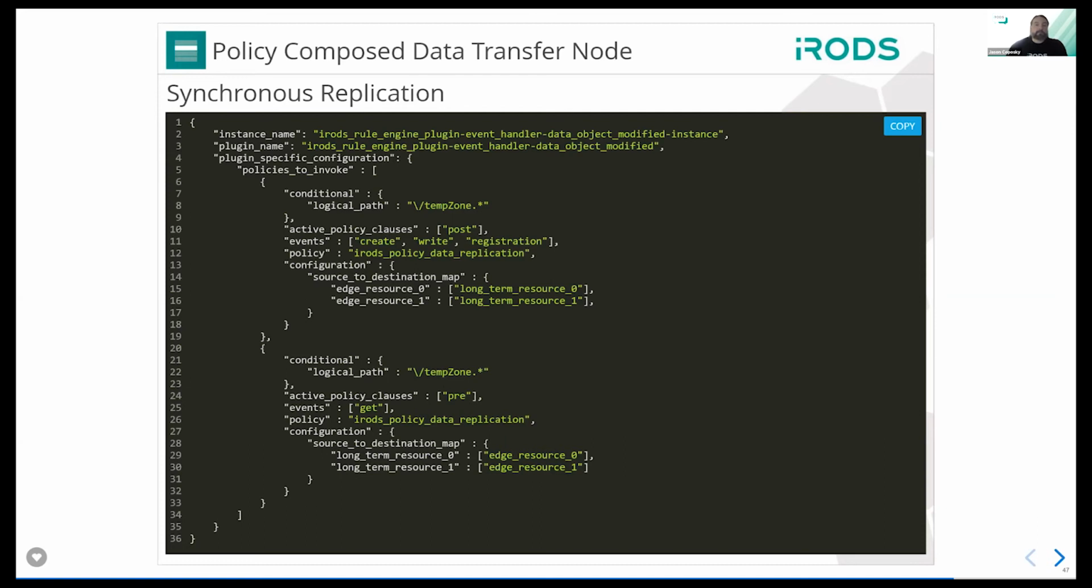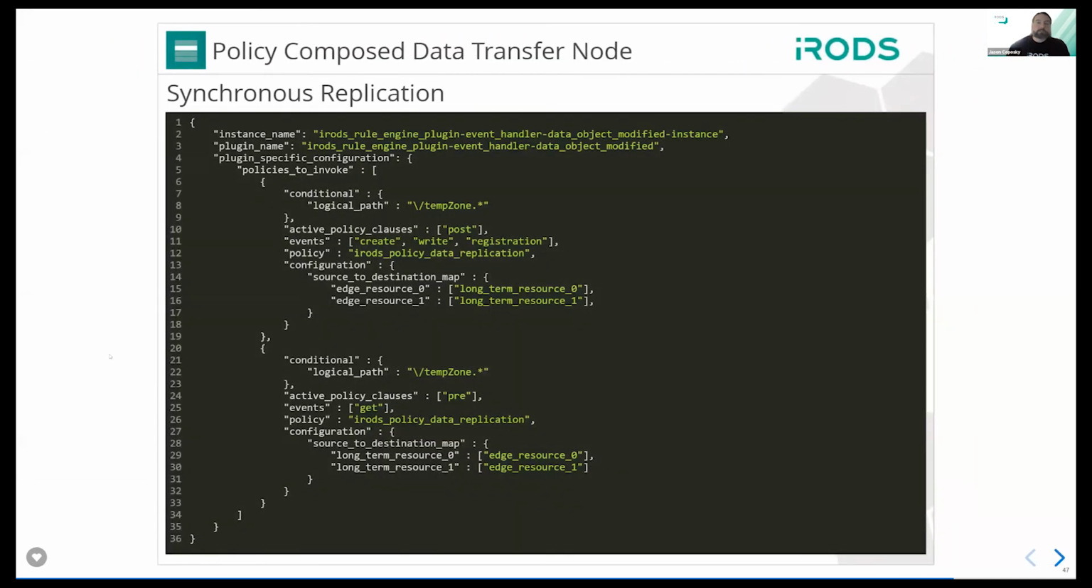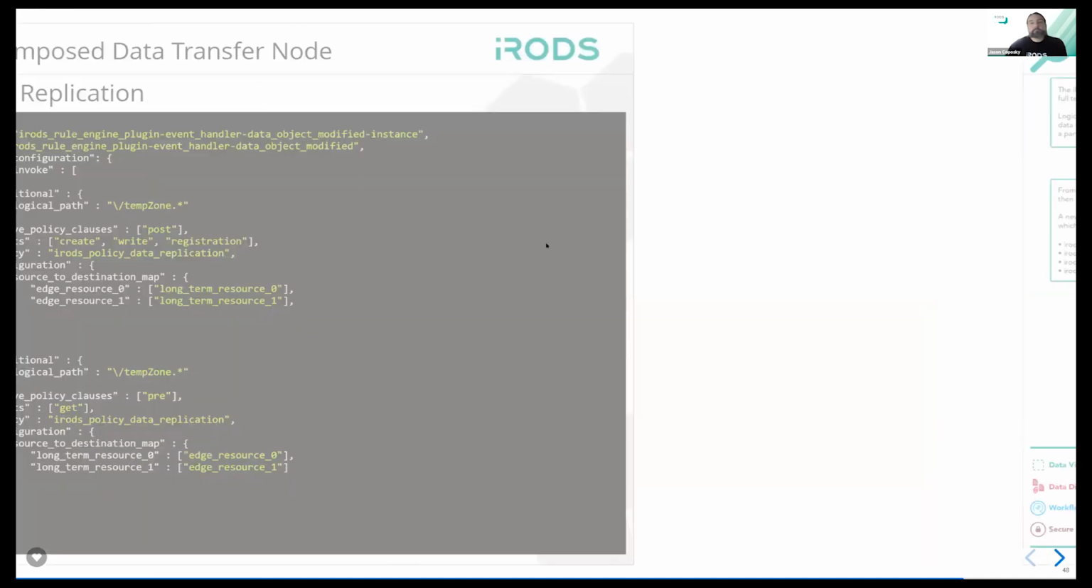And after that data happens to be fetched, we replicate from an edge resource or from a long-term resource to an edge resource. So this is the bi-directional replication from the edge to long-term and from long-term to the edge that is synchronous. So we had the asynchronous retention, and then we have the synchronous replication, which is configured within the data object modified event handler.